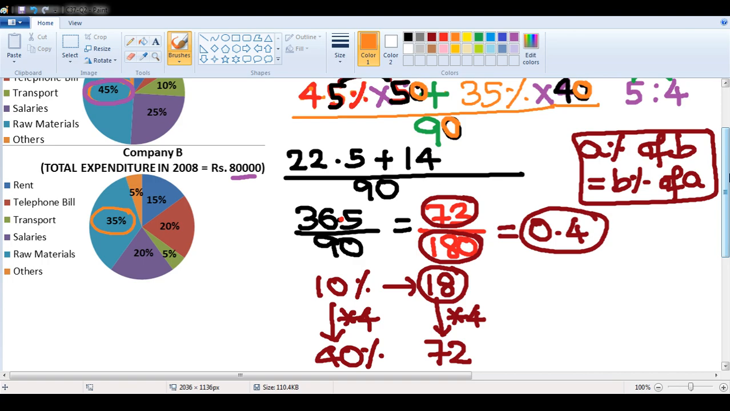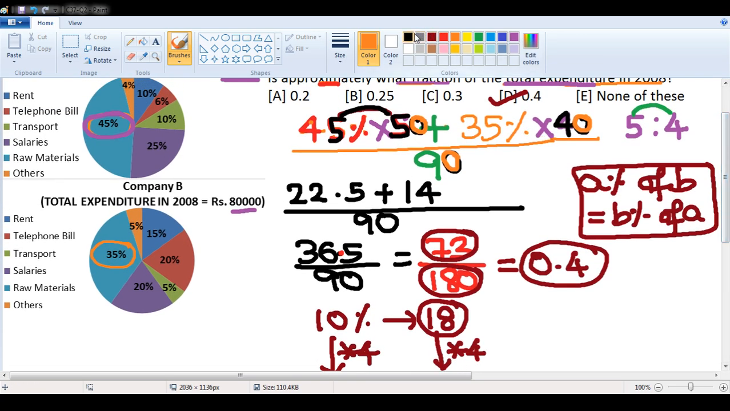I hope the idea is clear. Just to tell you that taking this 45 percentage from the graph is not a difficult thing. Taking this 35 percentage from the graph is not a difficult thing. And writing that total denominator, 5 plus 4, 9, is not a difficult task. Simplifying that is also not a difficult task.